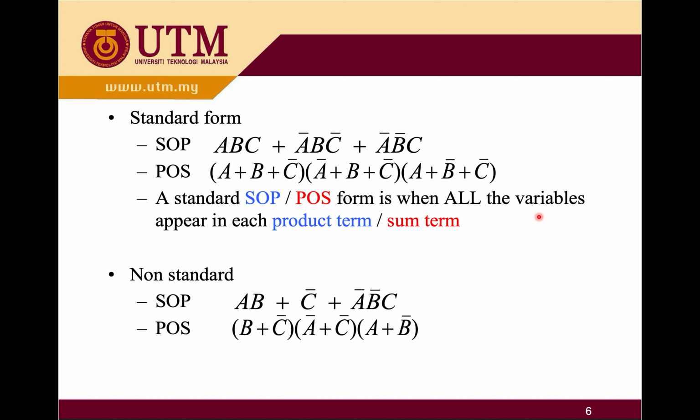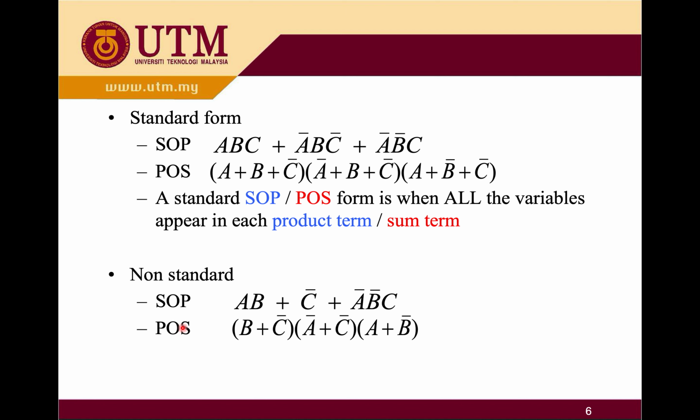variable. Please check again what the variables are. And then AB over here, there is no C. For product number 2, there is no A and B. Product number 3, you have all the variables, which is A, B, C.